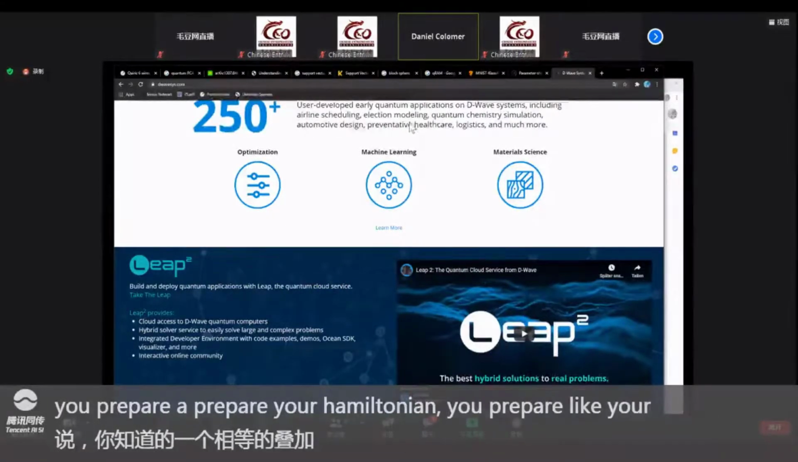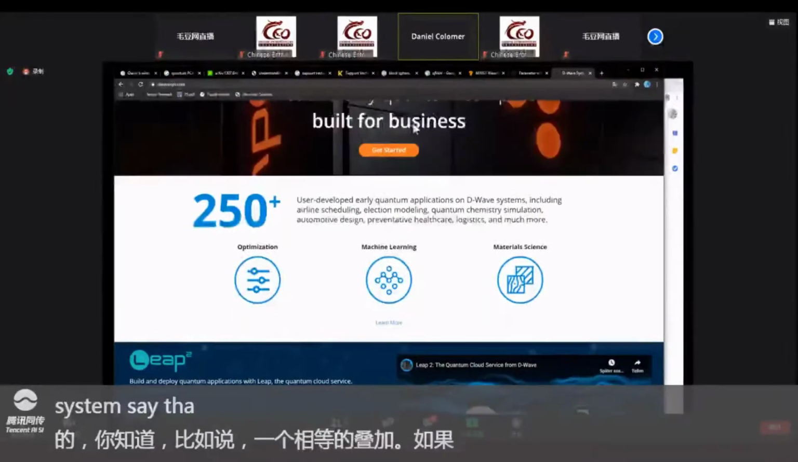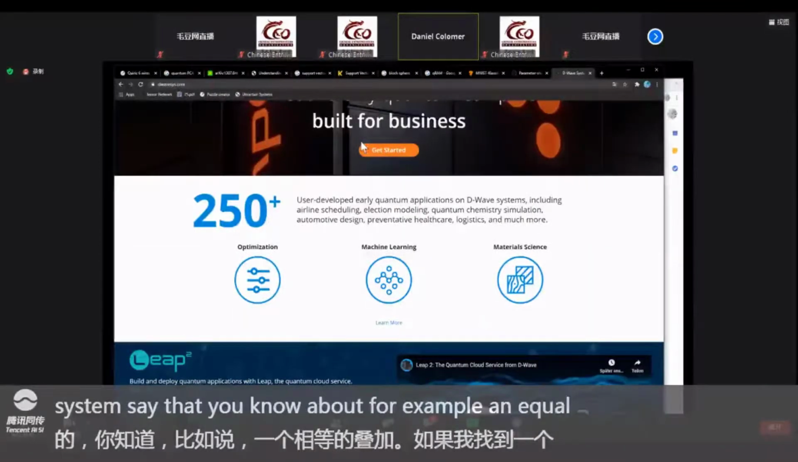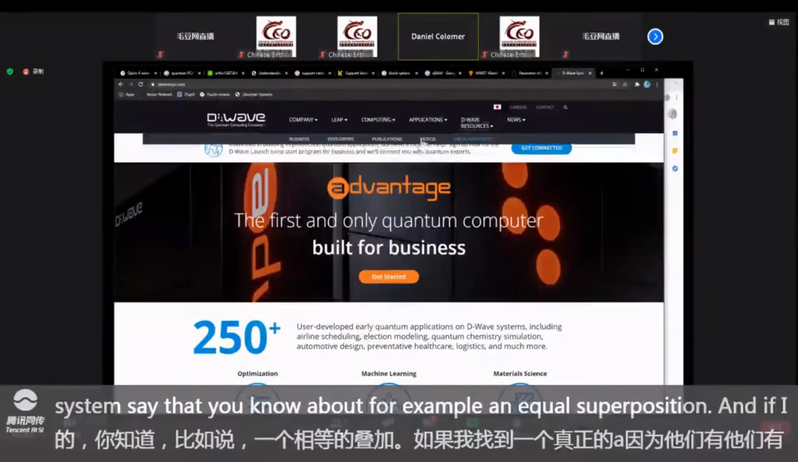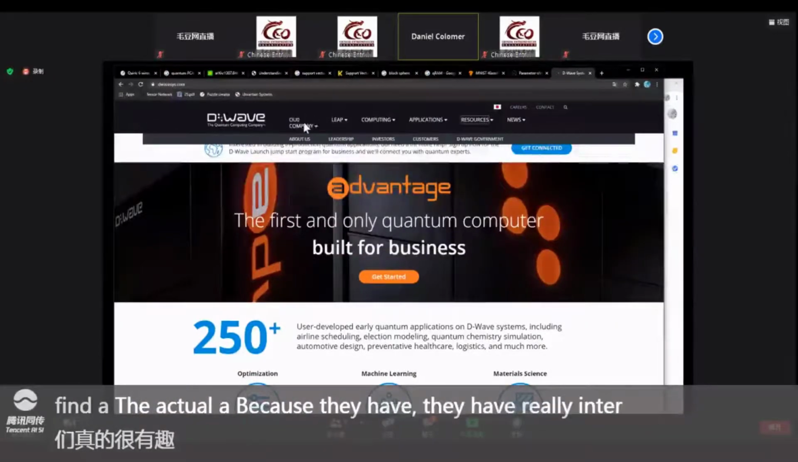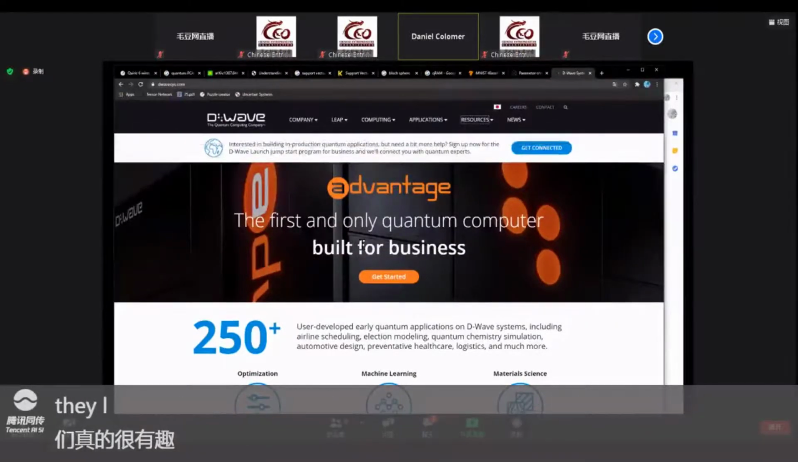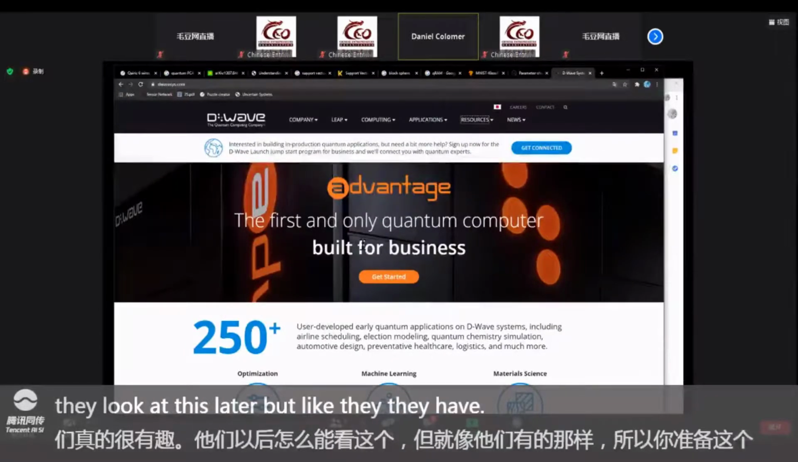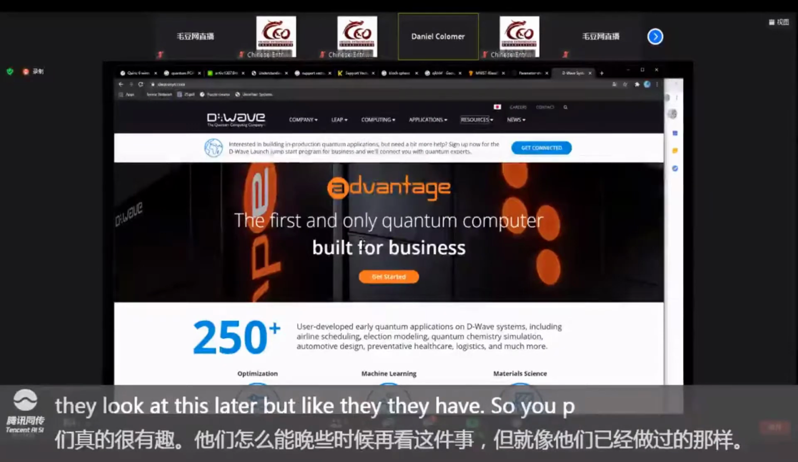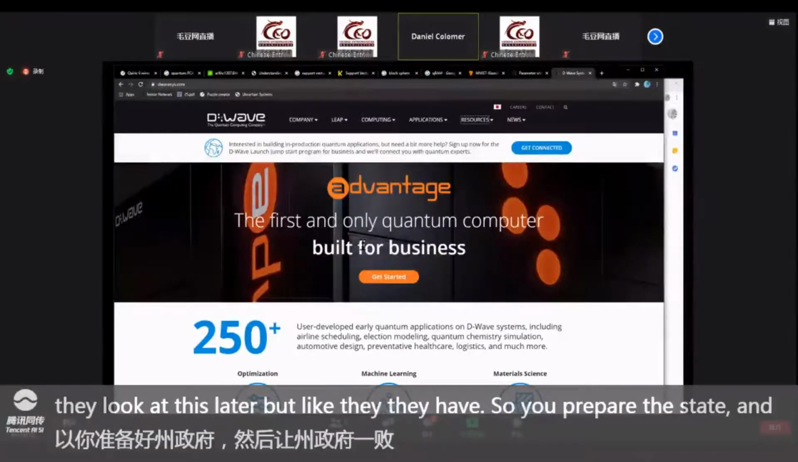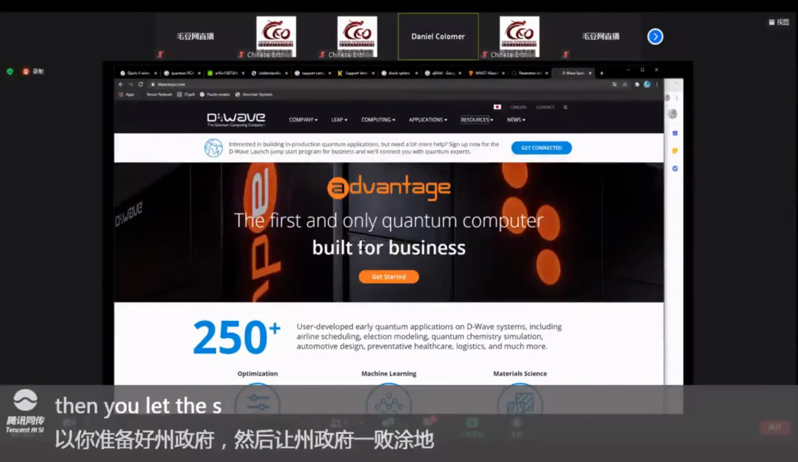And let me see if I find the actual, because they have really interesting. We can take a look at this later, but you prepare the state and then you let the state evolve with time towards another Hamiltonian that's your target Hamiltonian.